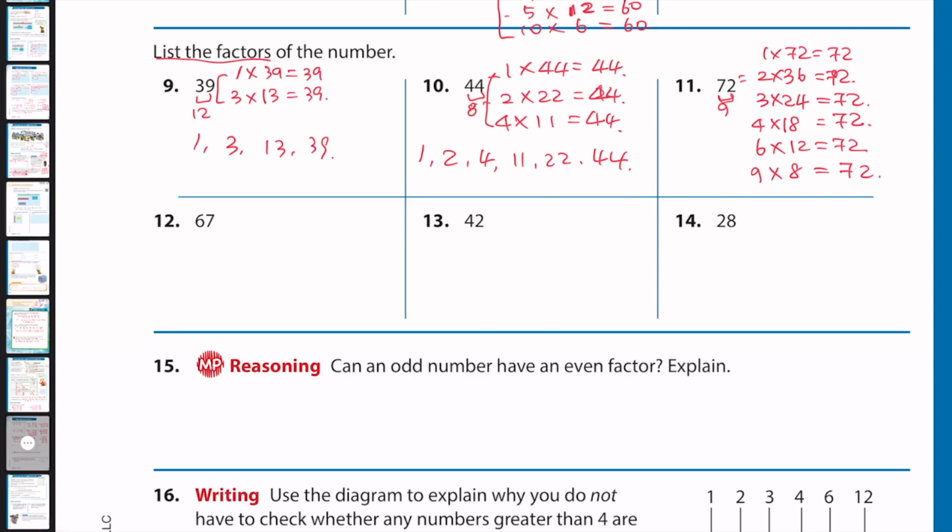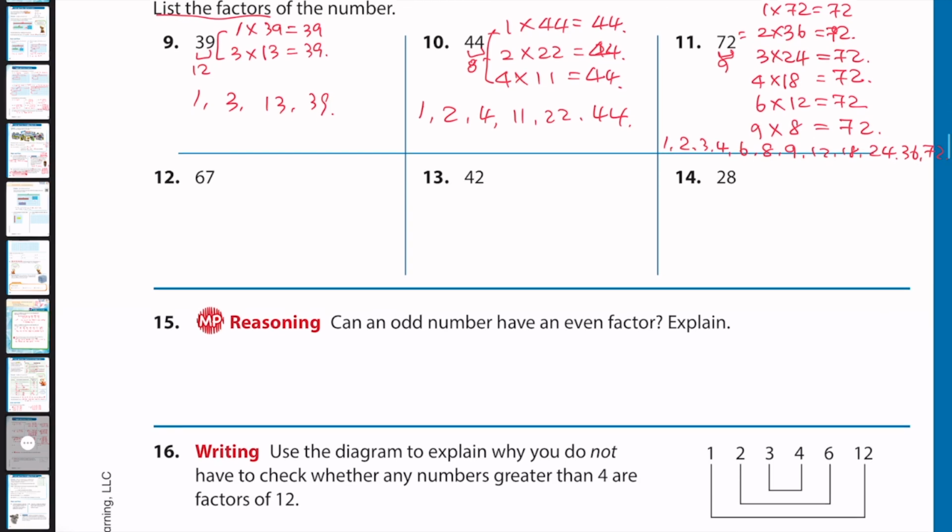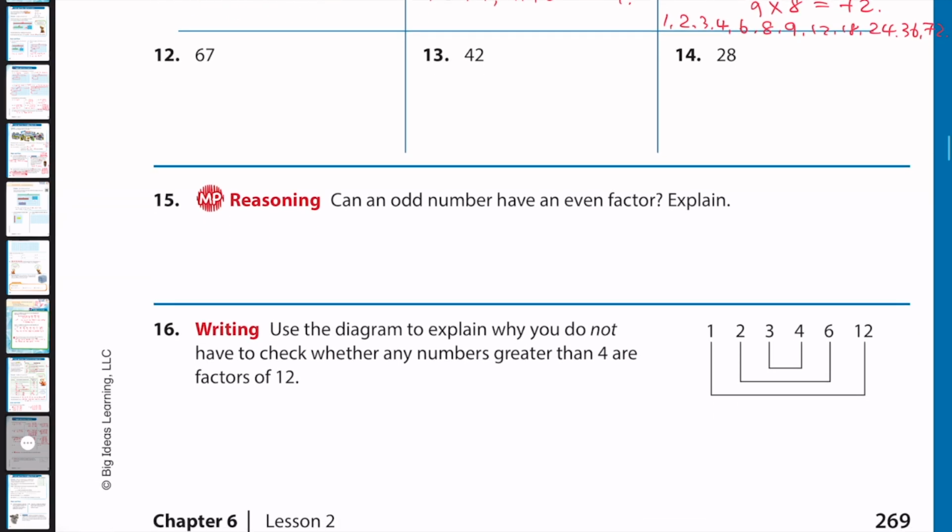So these are all the numbers. Let's list them out: 1, 2, 3, 4, 6, 8, 9, 12, 18, 24, 36, 72. Whoa. This number is rich, right? That has every number.